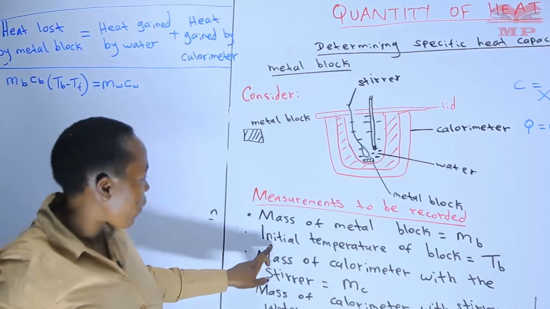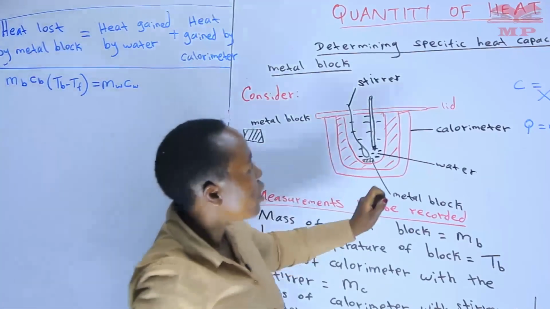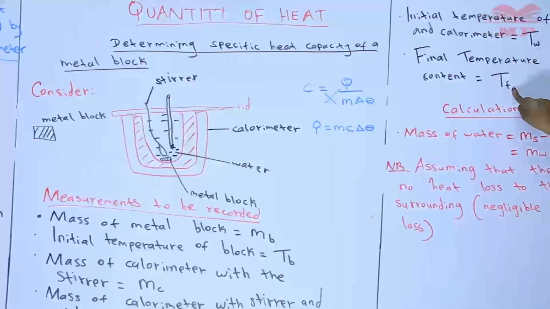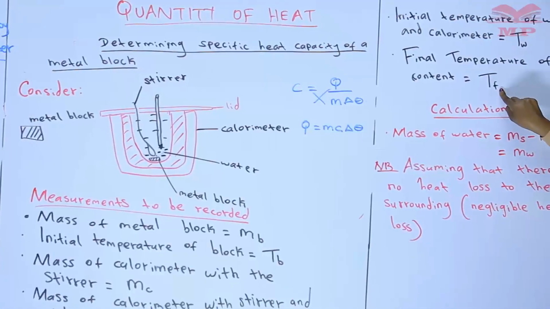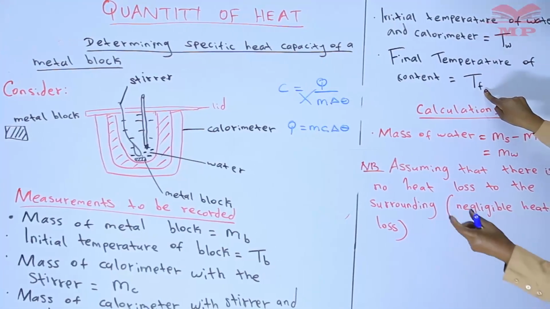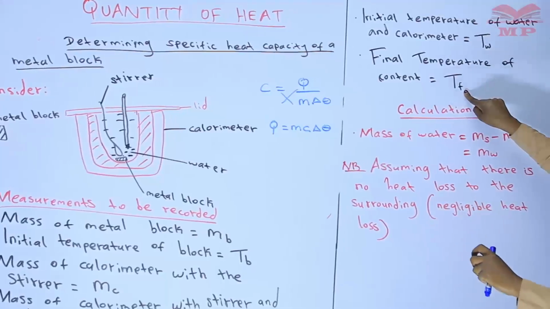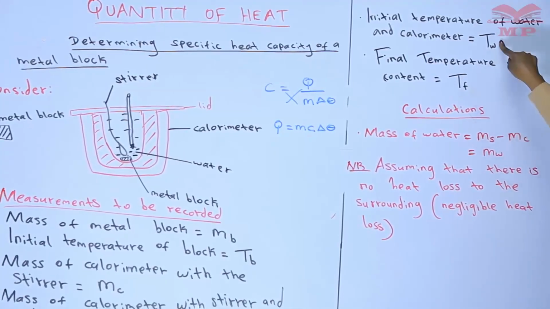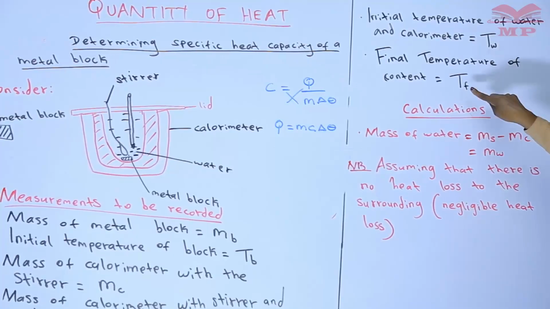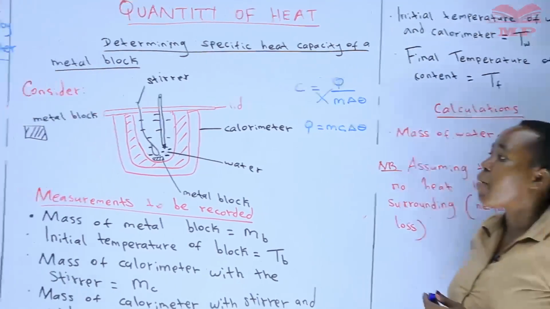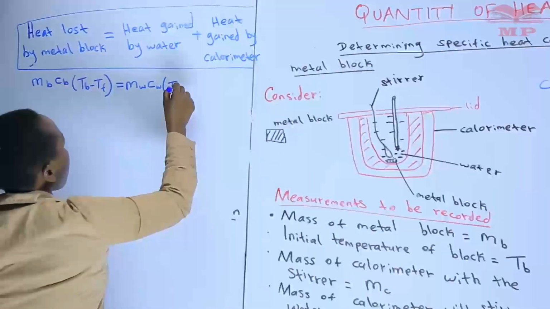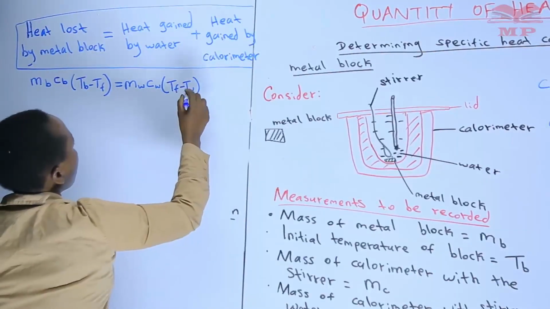The initial temperature of water is here, and the final temperature is here. And you can see, since we are transferring a hot block into the water, this temperature is higher than the initial. So we'll take TF minus TW. So the change in temperature is TF minus TW.